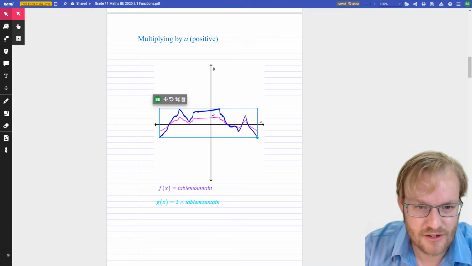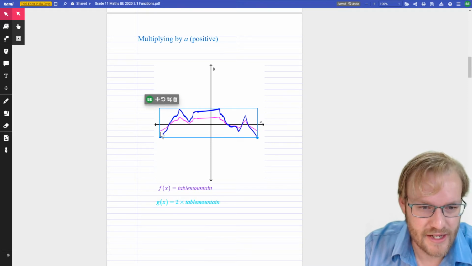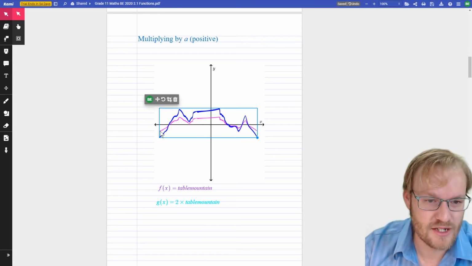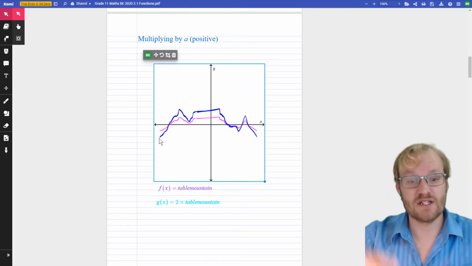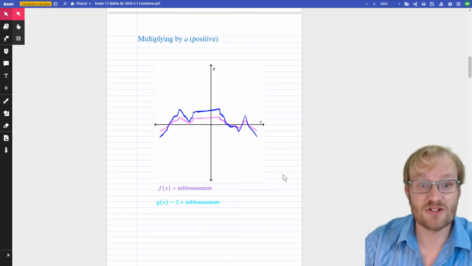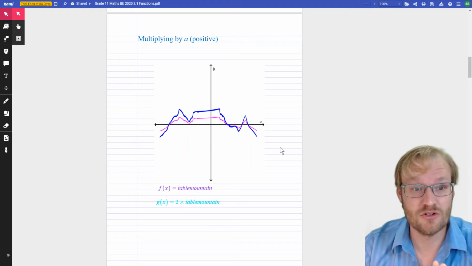This y value is increased by 2, and if we look here, this point down here was at a negative value. Let's say it was minus 3, and it would be twice as big, would be at minus 6. So everything stretches out from the x-axis, and that's going to be really helpful when we get to trig functions.